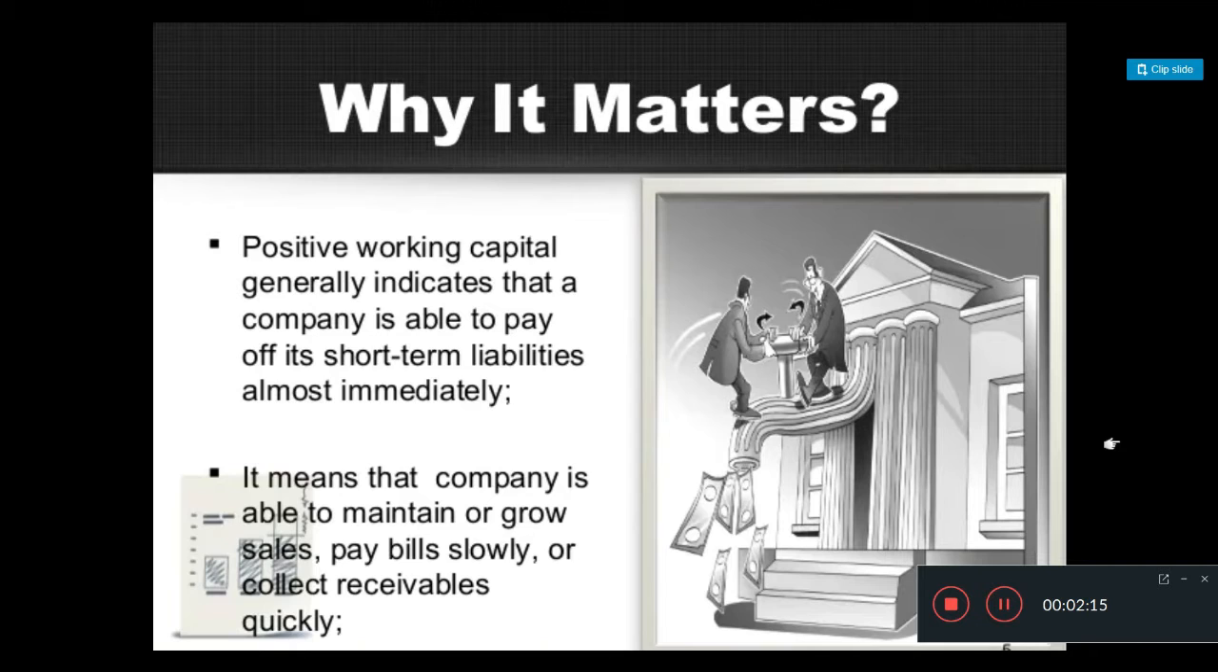So why does it matter? Positive working capital generally indicates that the company is able to pay off its short-term liabilities almost immediately. It means that the company is able to maintain or grow sales, pay bills slowly, and collect receivables quickly. So what are the sources for working capital?